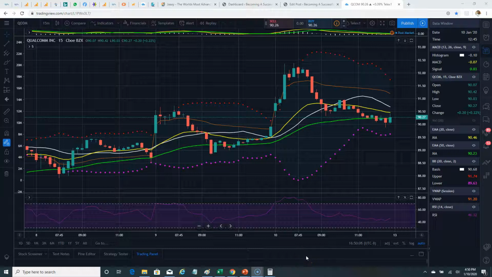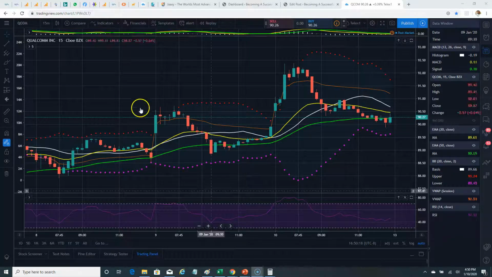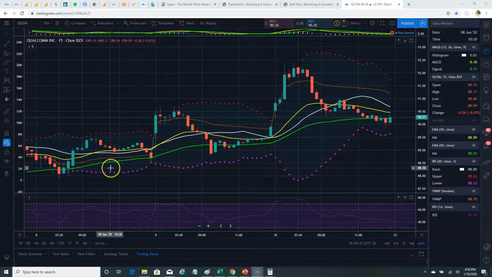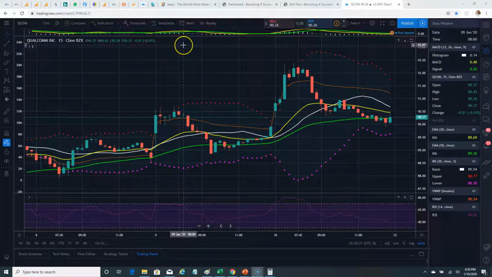Welcome to Successful Trading. In today's video, we are going to show you how to use the VWAP, or volume weighted average price, to set up a winning trade on Qualcomm. Here's the chart of Qualcomm that we are viewing from TradingView. This is the 15-minute interval chart, and we are going to use the replay button of the tool as we have done in previous videos.